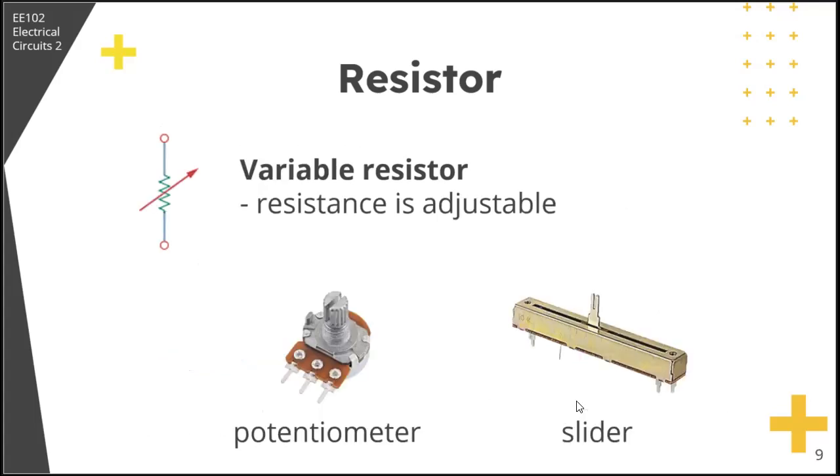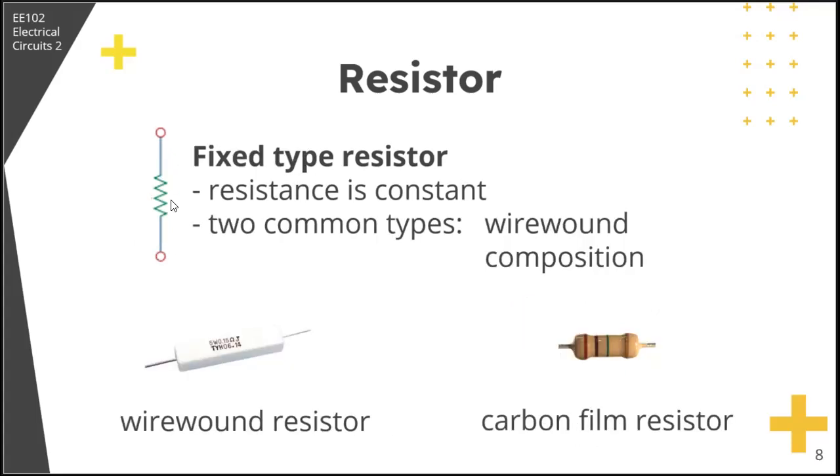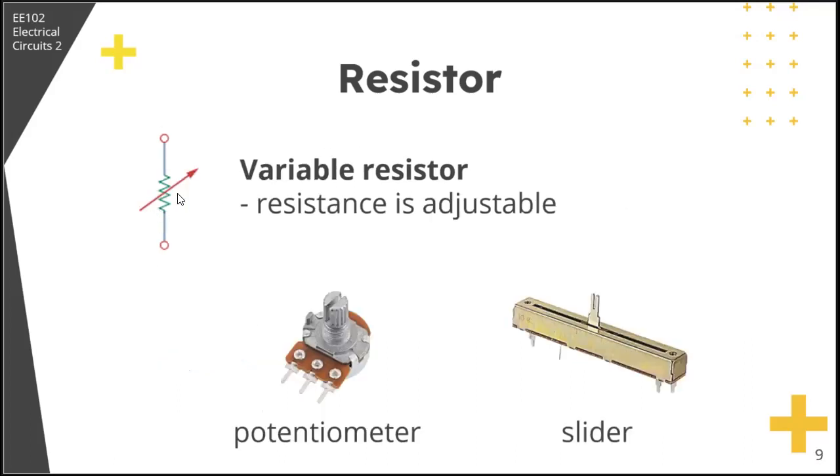As the name also implies, a variable resistor has an adjustable resistance. Examples of variable resistors are the potentiometer and the slider. Now take note of the symbol. This is for the variable resistor, then this one is for the fixed type resistor. So the difference is just this arrow.